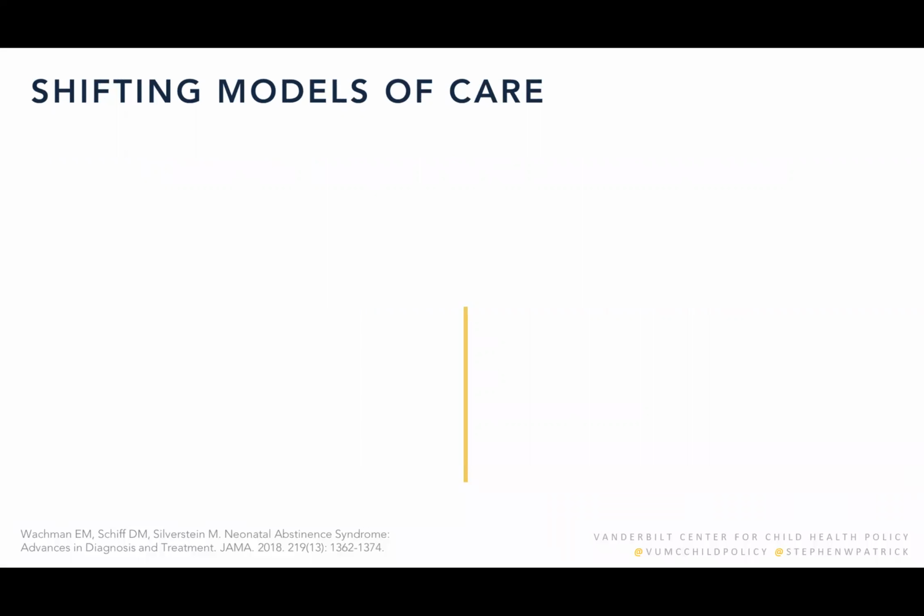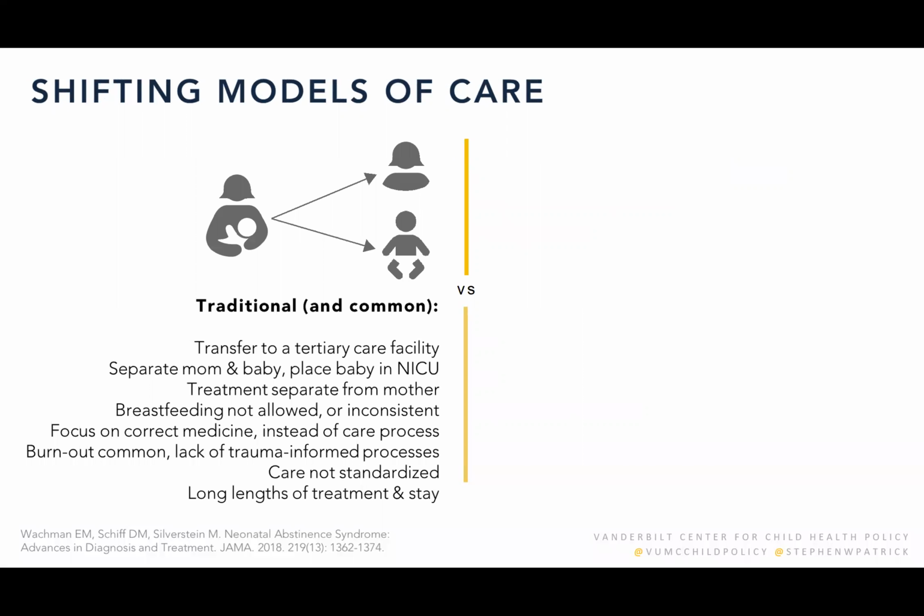You can advance. So the most common model of care that we see in the United States is this. Transfer to a tertiary care facility for an infant with neonatal abstinence syndrome, separating mom and baby from each other, and placing the baby in the neonatal ICU. If you've ever been in a neonatal ICU, you know that oftentimes it's an open bay. You could have a baby on heart-lung bypass or on a ventilator next to a baby having drug withdrawal. And imagine if you were going through drug withdrawal, being in a loud, chaotic environment is not always the best place to be.